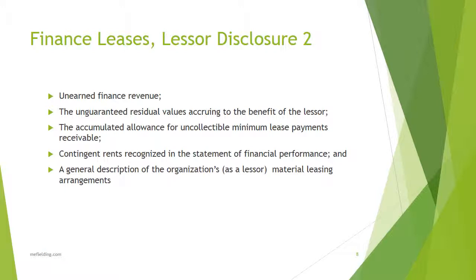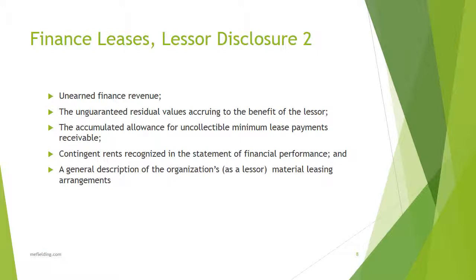So where we have assumed a residual value of the asset will return to the leasing company and the leasing company will sell it, if those residual values are unguaranteed, then you need to disclose what they are. Notice again that this is going to be a large-scale organisation, so you're not disclosing individual motor cars, but groups of motor cars and groups of values together. The third one down, accumulated allowance for uncollectible minimum lease payments, which is a very long way of saying these are bad debts. So you've got someone who's leasing an asset and they're not paying for it. You have an allowance for bad debt, so you have to say what your bad debt allowance is.